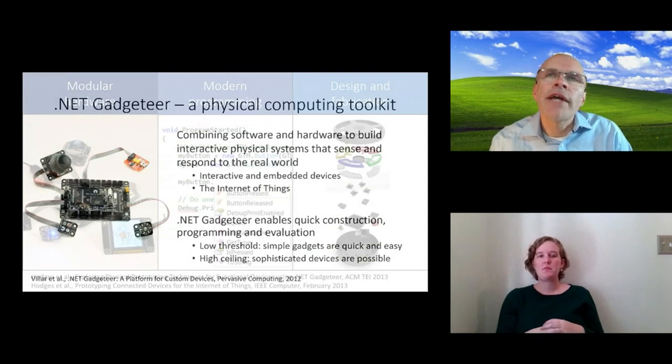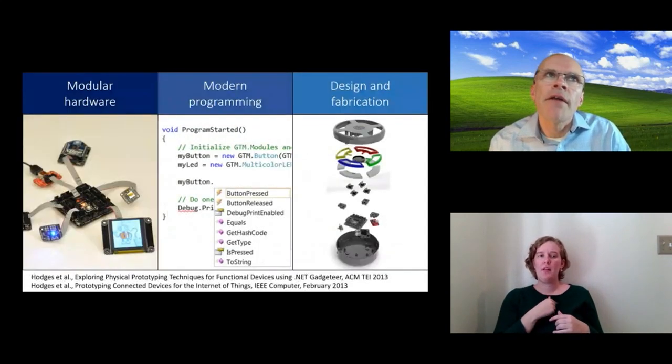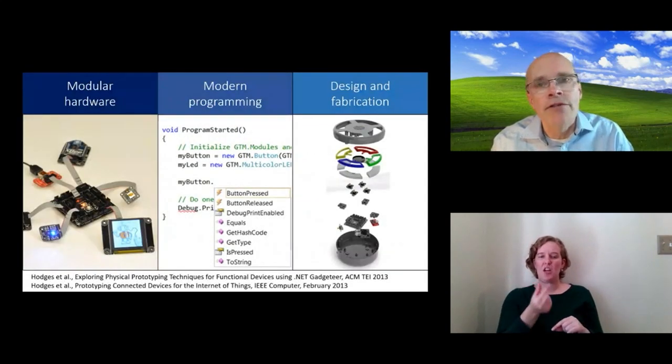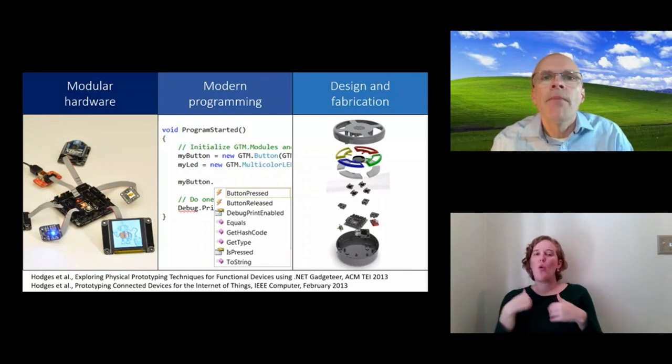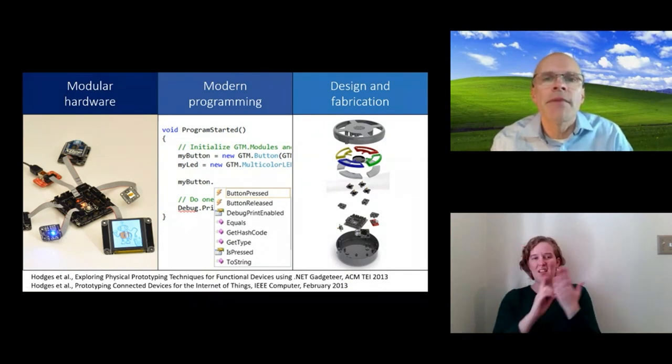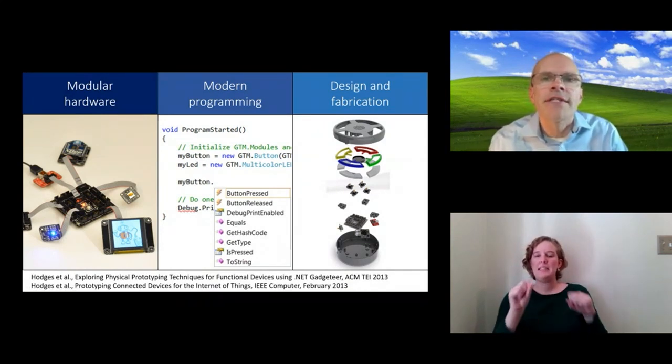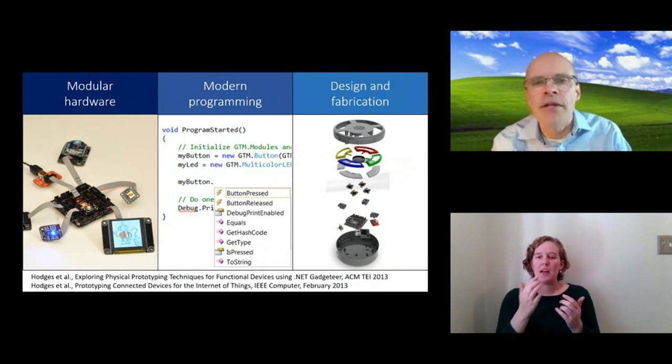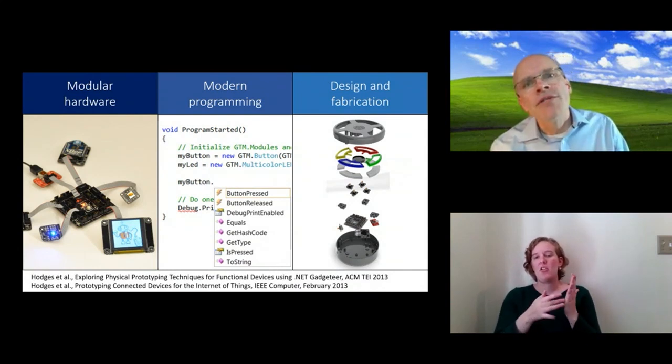We thought of Gadgeteer in terms of pillars, and the first two pillars relate to hardware and software, as I just described, but we were also conscious of this third pillar on the right, the notion of design and the form factor of devices. We wanted a system that you could use to make quite compact devices and was compatible with technologies like 3D printing, which back then were still emerging.